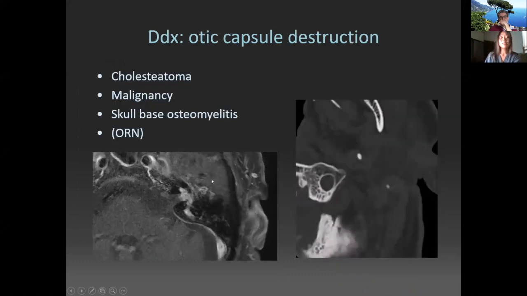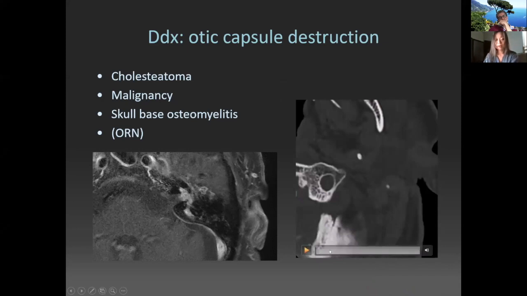Okay, so that's my second case. And the first case was Otic capsule demineralization, how to think about it. In this case, it's Otic capsule frank destruction and how to think about it. So cholesteatoma is certainly possible, a bad malignancy is possible, and a skull base osteo, which is this case here.